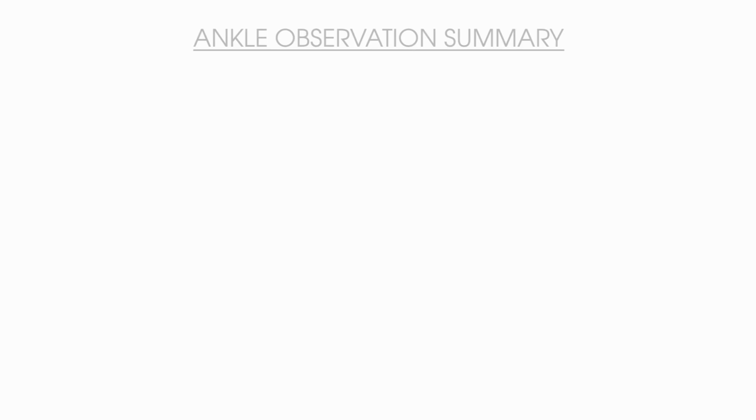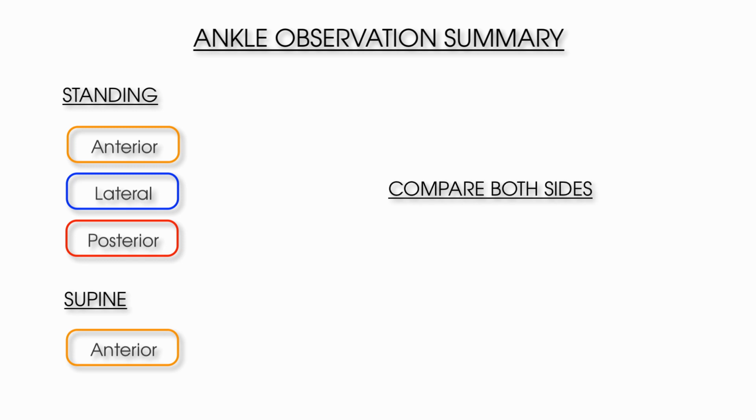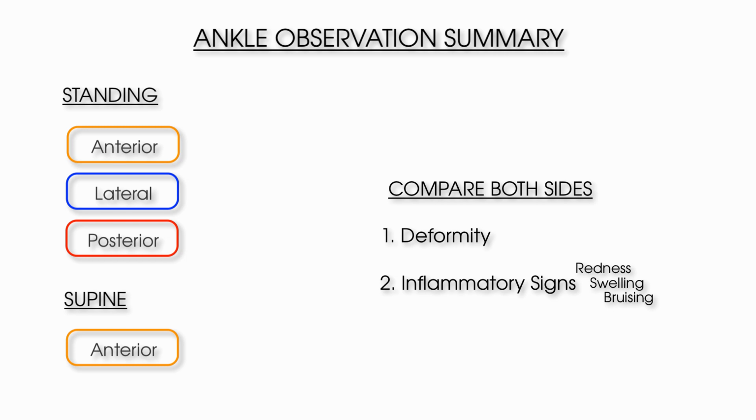So, let's summarize this video on observation of the ankle joint. In standing, break down your observation of the ankle into an anterior, lateral, and posterior view before bringing your patient into a supine position and observing the joint in an anterior view. Remember to compare both affected and unaffected sides. When observing your patient, look for deformity and inflammatory signs, which are redness, swelling, and bruising. You can also look for signs of specific pathology in each view, as mentioned throughout the video.